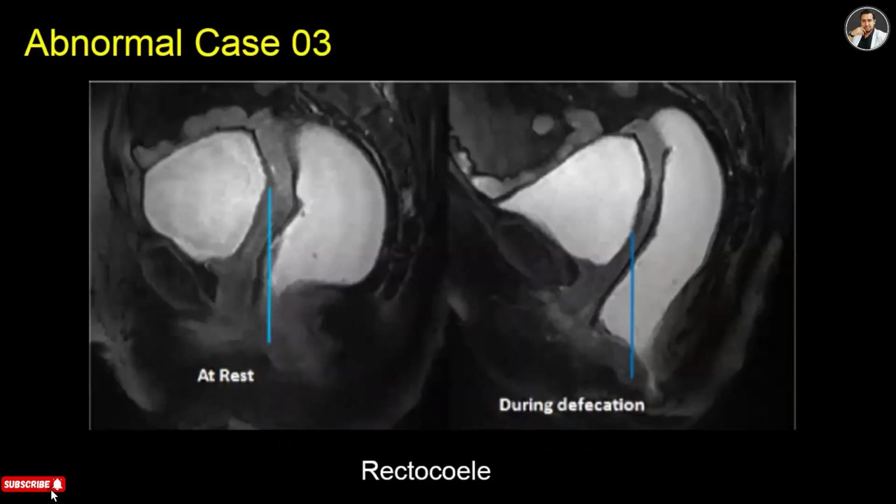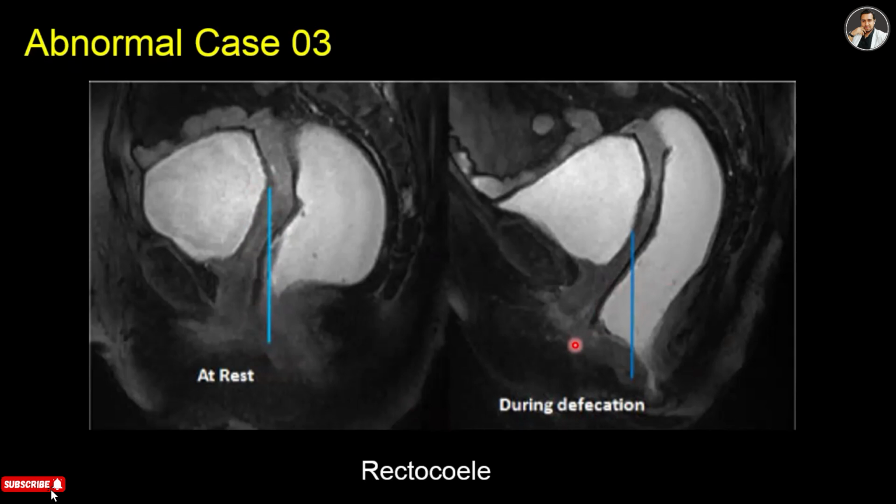Now the third case is the rectocele. In the left side image, you can see there is a blue line, and this is the anterior wall, anterior line. And during defecation, the rectum crosses the line and pushes the vaginal wall. So this is a case of rectocele.